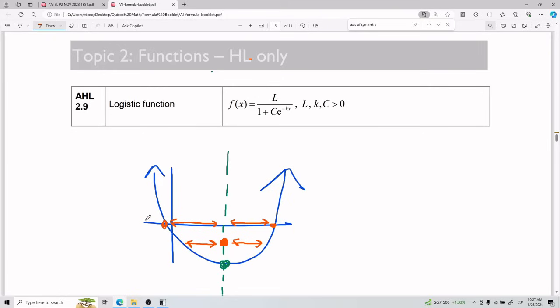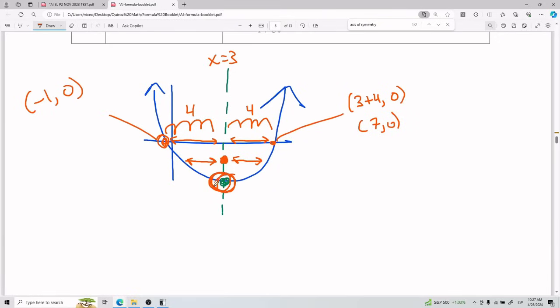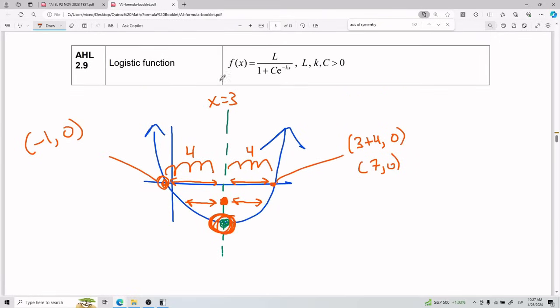And so the axis of symmetry also helps you find zeros. If you know that one zero is at negative 1, comma 0, and that your axis of symmetry is at x equals 3, then from here to here it's 4 units. So from here to here it's 4 units. Your other zero has to be at 3 plus 4, comma 0, so 7, comma 0. Look at that. The axis of symmetry is very useful for many different things. In this case, we will use it for finding the maximum point. The axis of symmetry gives you this line in green, which would be x equals 3 in the example that I gave.